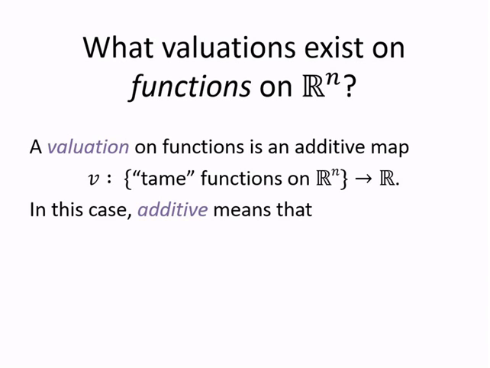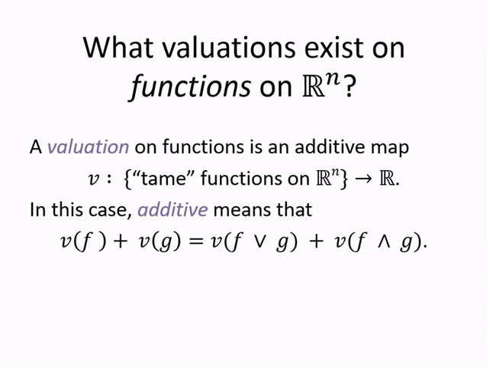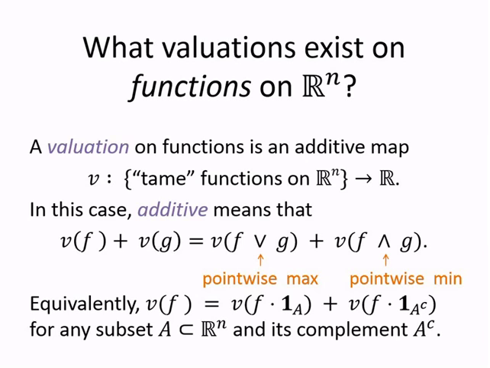It means that the valuation of f plus the valuation of g is equal to the valuation of the pointwise max of f and g plus the valuation of the pointwise min. Slightly different than the union intersection formula, but this is how I can write additivity for functions. And this is equivalent to the statement here that the valuation of f is equal to the valuation of f restricted to some set A plus the valuation of f restricted to the complement of A. Equivalent.